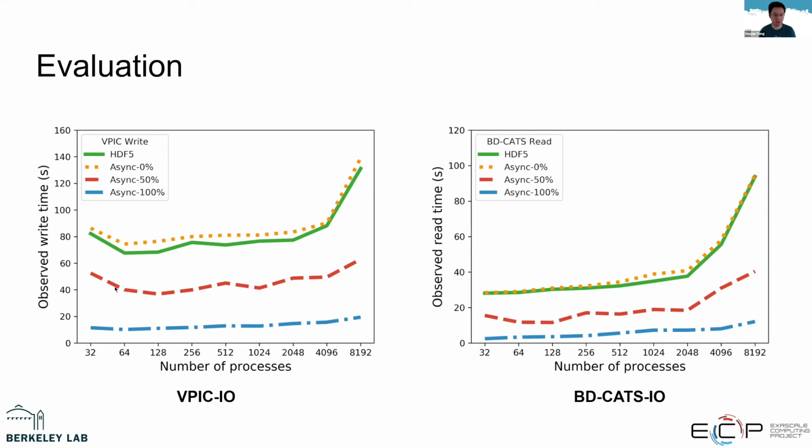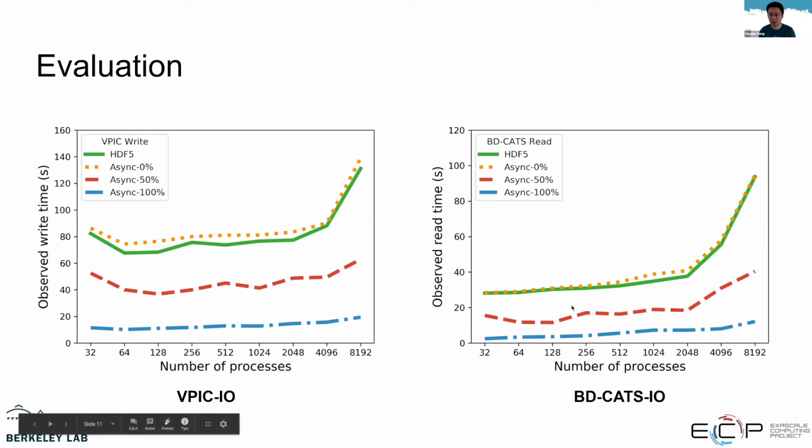And next, we measure the 2 scenarios where the application has some compute time for the IO to overlap with. The red line is where the async connector can overlap around 50% of the compute time, and the blue line is where the async operation can overlap 100%, meaning that most, if not all, of the IO costs can be hidden from the application.